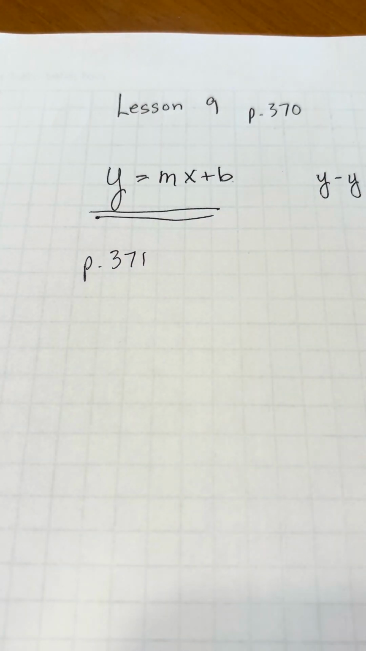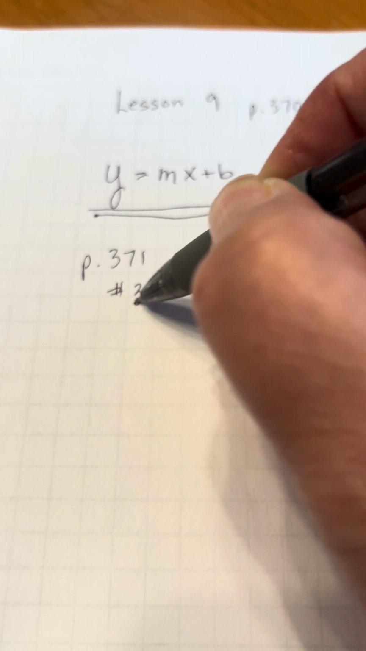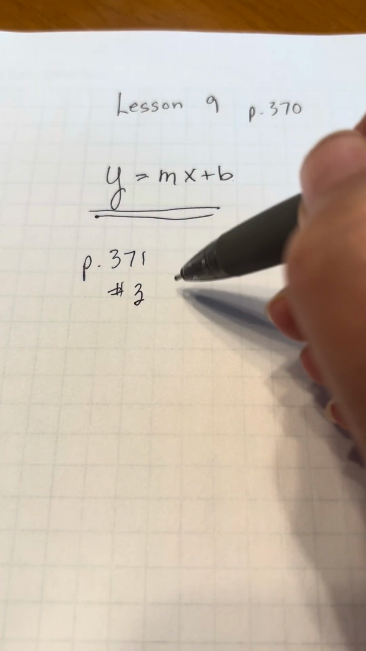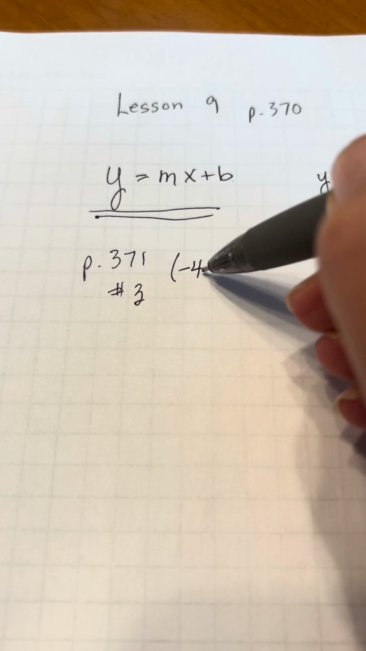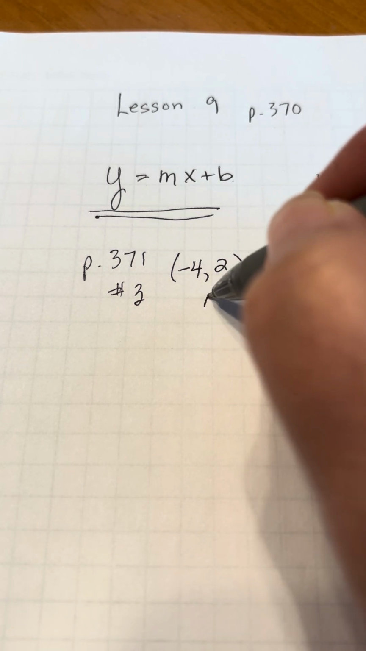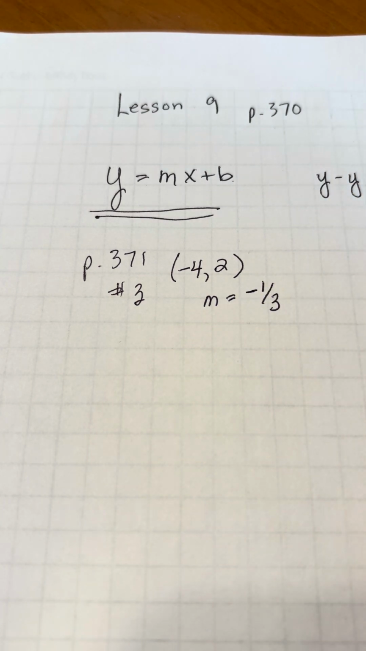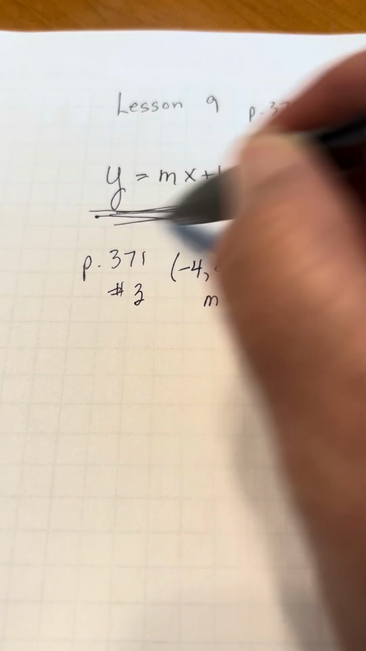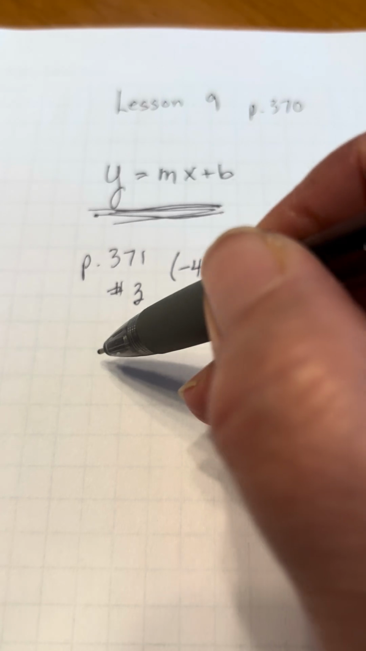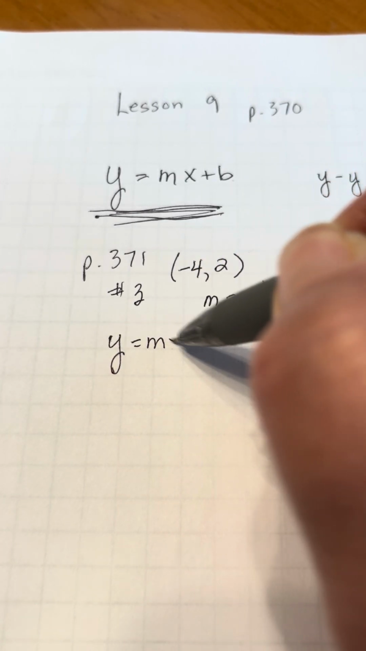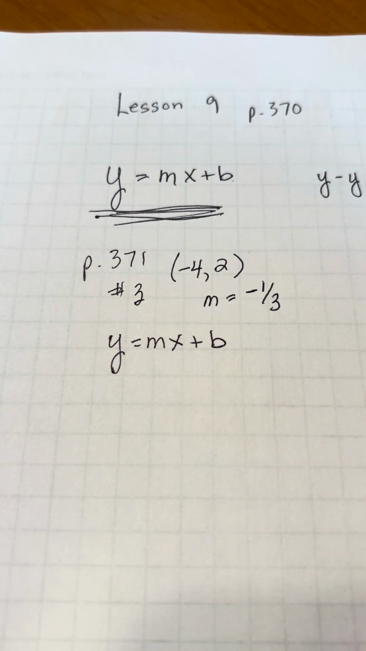If I'm looking at page 371, let's do number 3 again, because I know that one was hard for us because of the fraction. Number 3. The point given is (-4, 2), and the slope, which is represented by m, was -1/3. The directions ask us to use the slope-intercept form. So we're going to write it, and remember that this formula will be on your test.